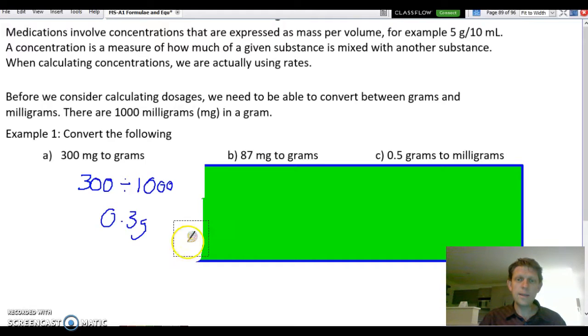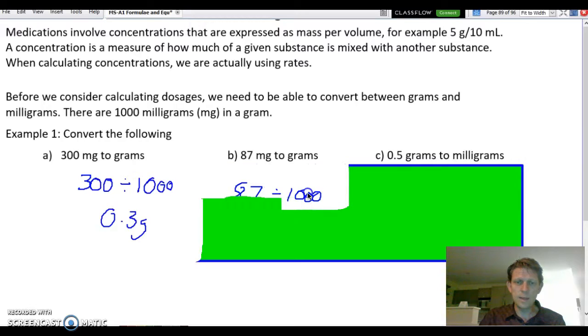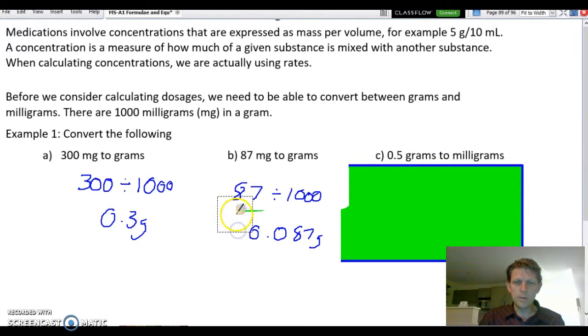Okay, similar to do 87 milligrams. Once again, we have to divide by 1,000 to get from milligrams to grams. So 87 divided by 1,000, well, that's going to mean the decimal place is going to move 3 times. So we're going to be looking at 0.87 grams. Sorry, 0.087 grams. It's been a long day.